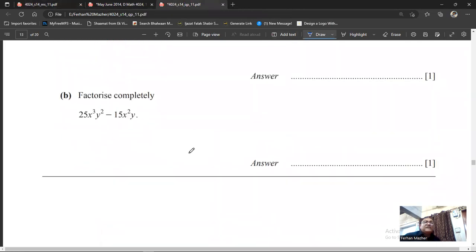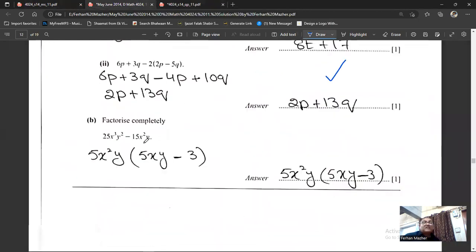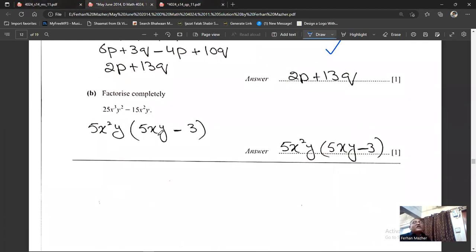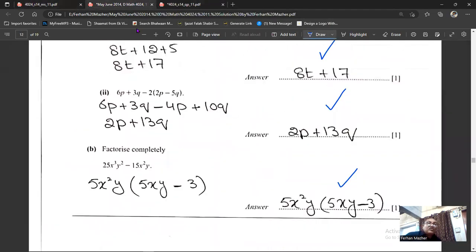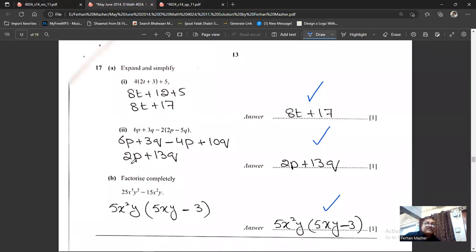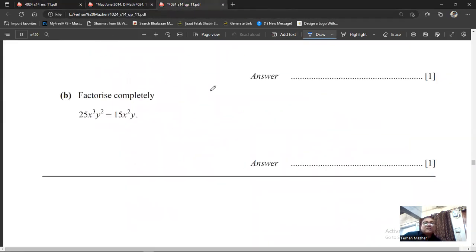Question number 17, B part, it says factorize. So I can take common. You can see 5 is common, x square is common, and y is common. So take 5x square y common. In the bracket, you are left with 5xy minus 3, bracket close. So this is the answer: 5x square y bracket 5xy minus 3. So let me show you the whole question. So this is question number 17 showing up on your screen.